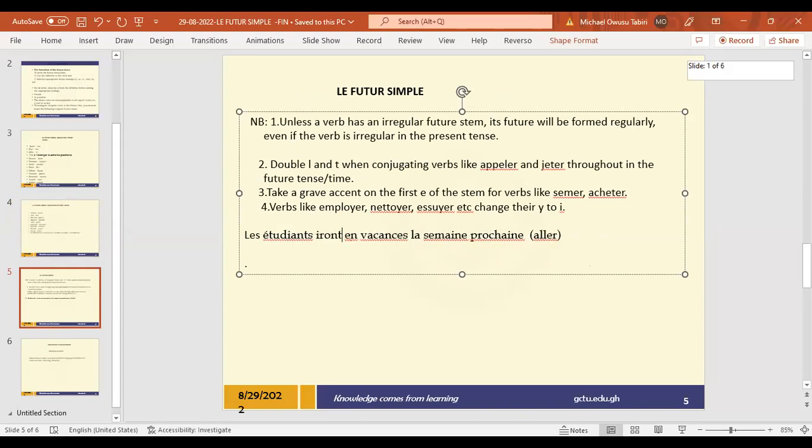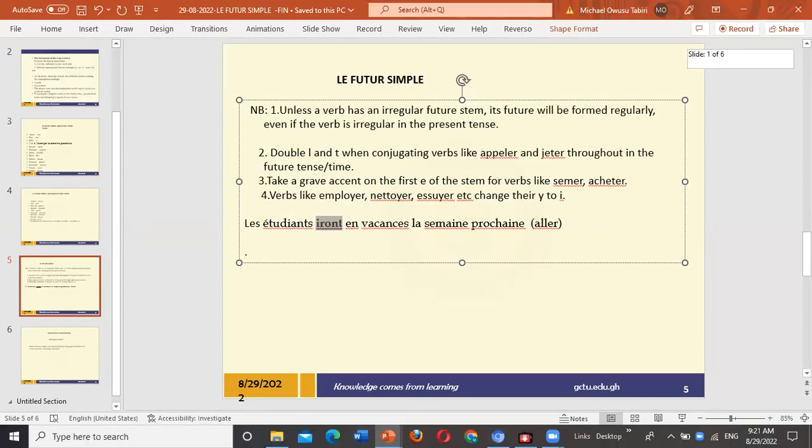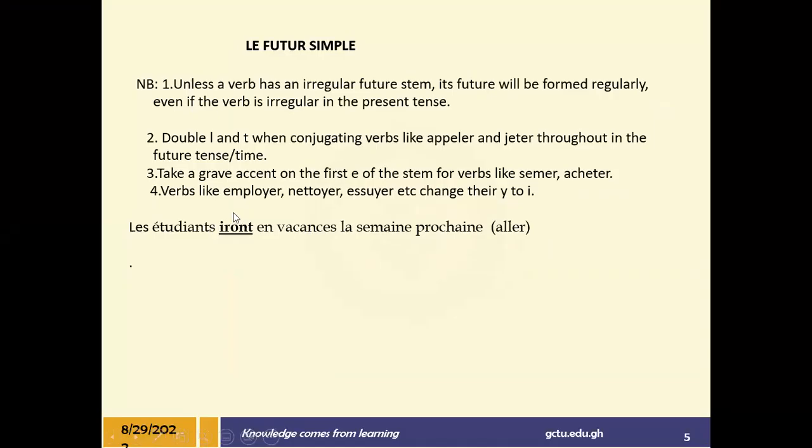C'est ça, Peace a écrit: Les étudiants iront en vacances la semaine prochaine. C'est ça, la réponse. Can you see the response, the answer from Peace? C'est bien. Donc, il faut noter ça. C'est correct. So, do well to revise all that you have done so far.